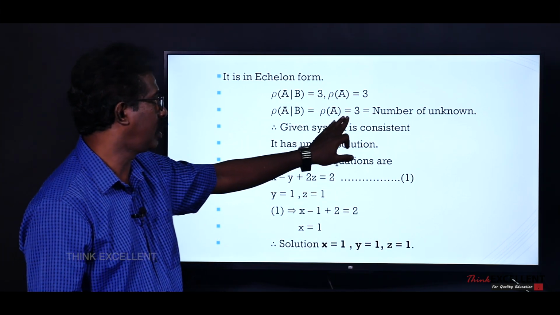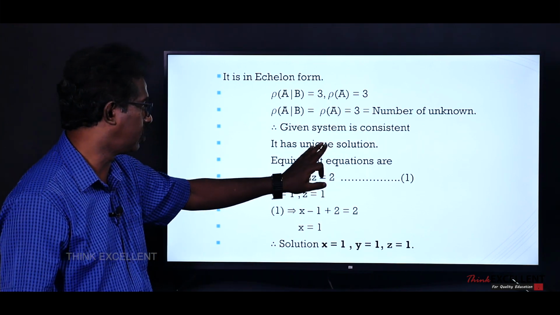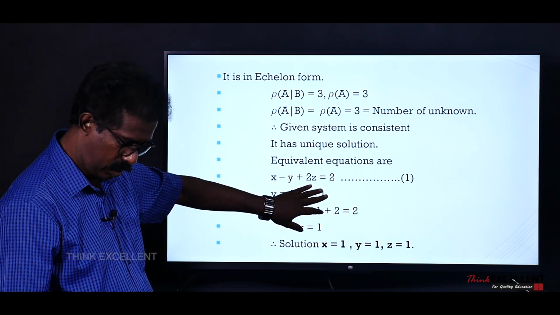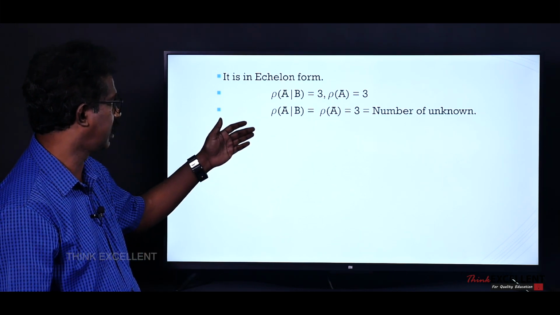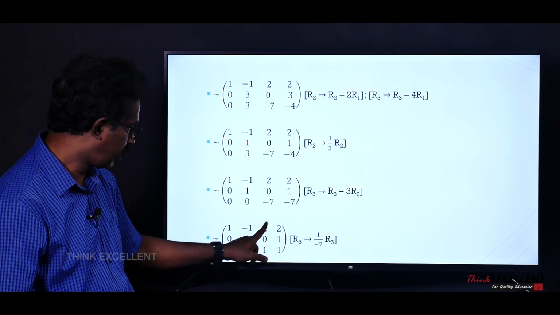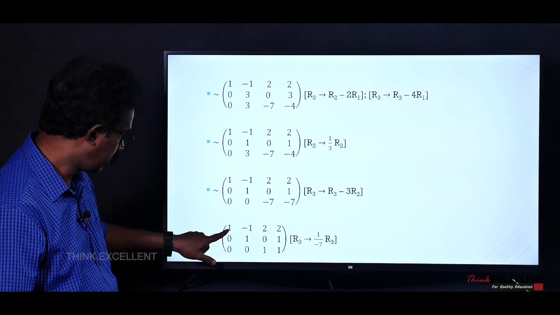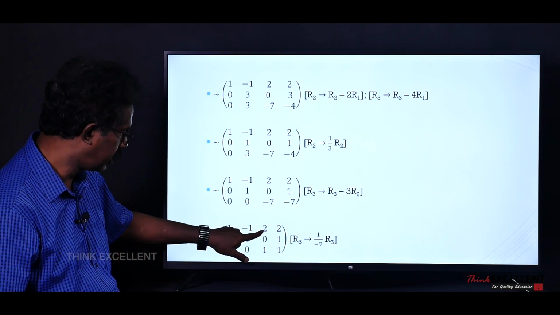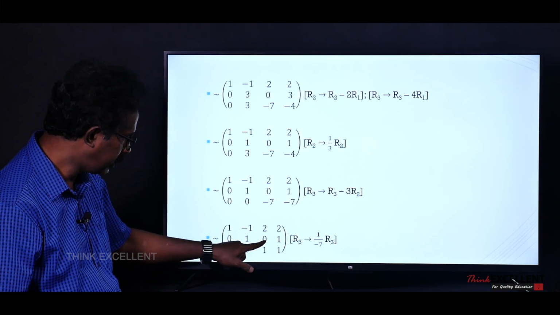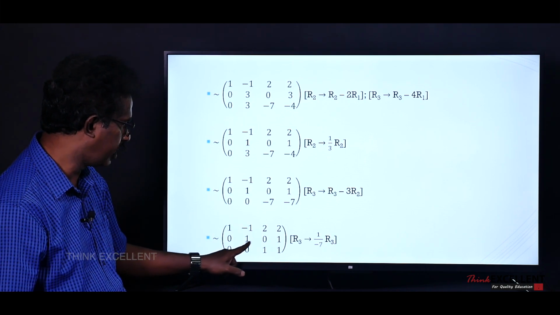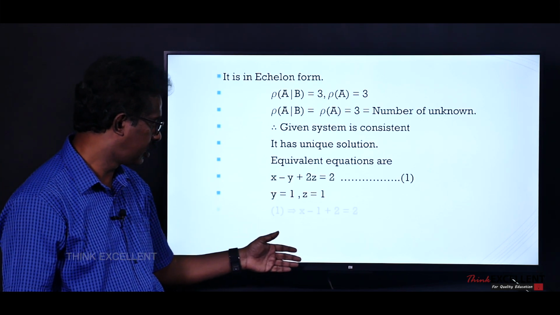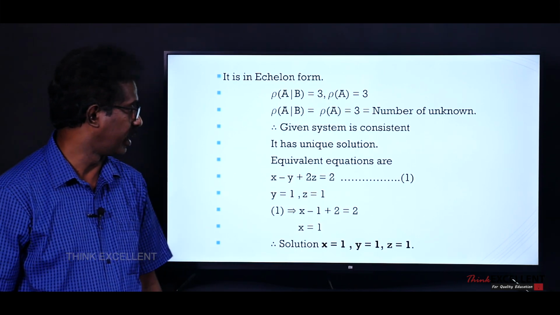So ranks are equal to the number of unknowns. So we say consistent, unique solution. How did we get the equivalent equations? See once again, from here you are writing the equivalent equations: x minus y plus 2z equal to 2, 0x plus 1y plus 0z equal to 1. So directly you are getting y equal to 1 and z equal to 1. You are getting all three values, and that is what they asked to find here.